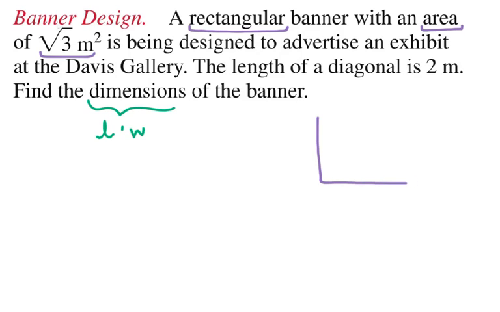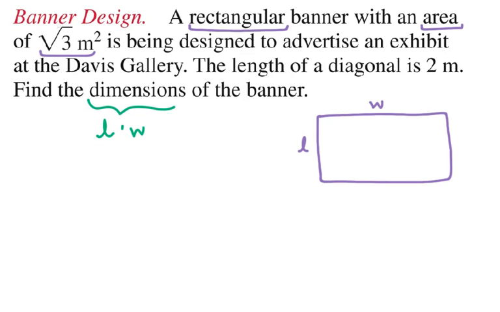I'm going to draw a rectangle here. There's my banner. And when we think about a rectangle, if we were to mark this, we might say length and width. So we have two lengths and two widths. And what can we say about area? Well, we know the area of a rectangle is equal to length times width. So that means we have an equation, √3 equals length times width.